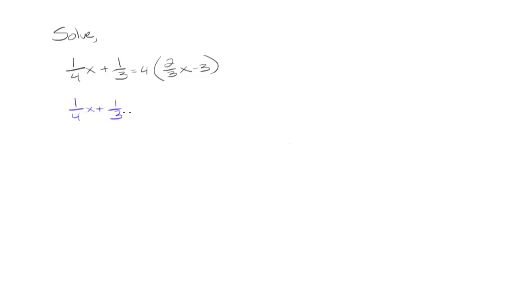So I have 4 gets multiplied by 2/3, which gives us 8/3 x, and then minus 4 times 3 is 12. What I'm going to first do here is write 12 as 12 over 1 because I want to think of each of these terms in fractional form. Now I'm going to multiply this whole equation, or each term in the equation, by the least common denominator. In this case, the least common denominator would be 12.